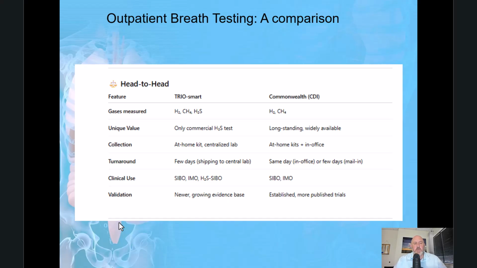Because hydrogen sulfide is strongly associated with diarrhea, it might be missed if using just the Commonwealth test. But there are other ways to potentially interpret hydrogen sulfide from the Commonwealth test, and Commonwealth, I'm sure, can discuss that with you if you reach out to them. The Trio Smart, though, is the only one that I'm aware of right now that offers all three gases.